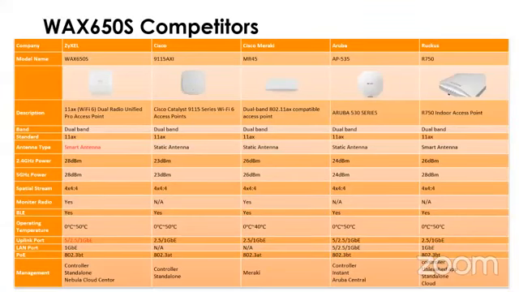So here's a breakdown of our different competitors: Cisco 9115, the Meraki MR45, the Aruba 535, or the Ruckus R750. All of them are Wi-Fi 6 based. I believe all of these are true Wi-Fi 6. Only us and Ruckus offer the smart antenna technology. We offer a little bit higher output power than all of our competition does. All of these are 4x4.